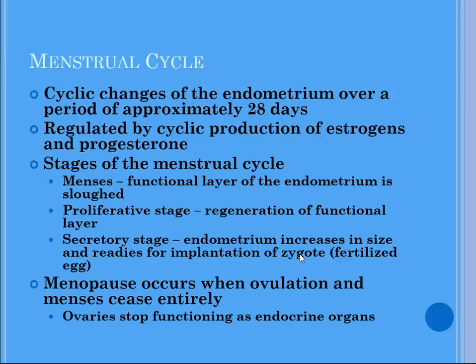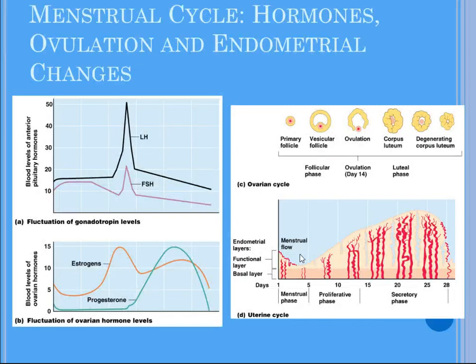Menopause is when all of this stops happening, okay? So you've got ovulation and then menses. And then menopause is when it's not happening, okay? And it's about 28 days, yeah? So here is the menstrual phase, right? Here you're dumping all that blood. Then you start the proliferative phase, right? And then the secretory phase. And at the end of that, all of the blood is sloughed out, okay?